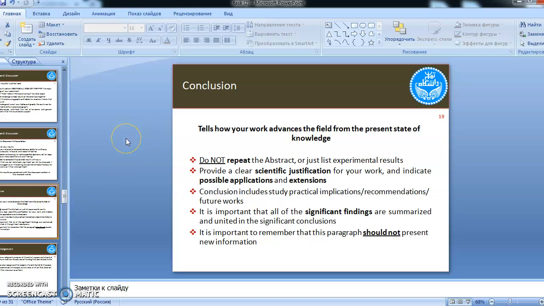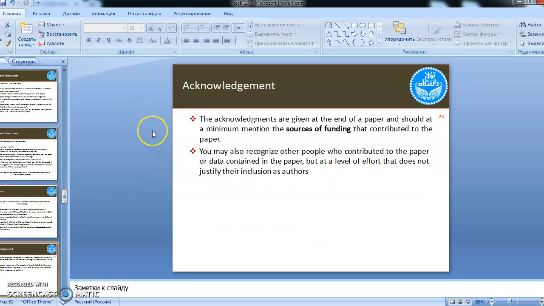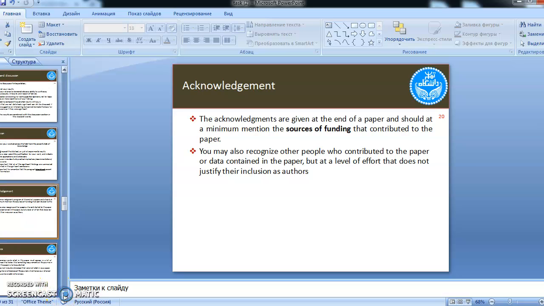In the conclusion part of your research paper, you should not repeat the abstract. You should give it in a paraphrased form and provide a clear scientific justification in your conclusion. And in the acknowledgement, which comes at the end of a paper, you should at a minimum mention the sources of the funding that contributed to the paper.